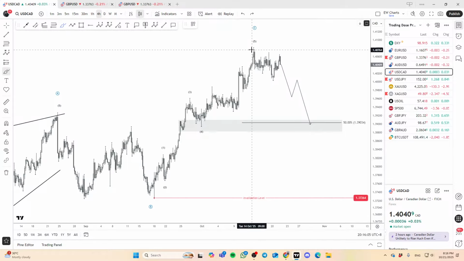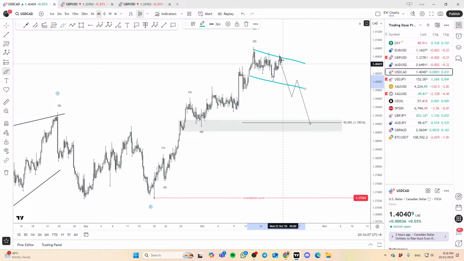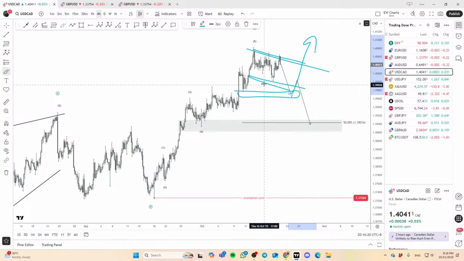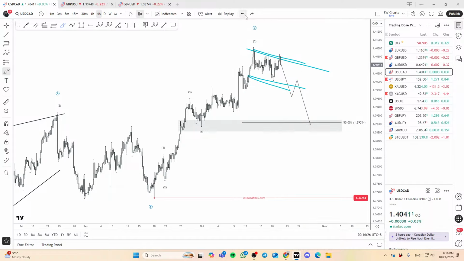Okay, now if this pullback is just going to be corrective like that, without that impulsive break towards the low, right? I wouldn't be looking to sell, to be honest. If this is just going to be very, very corrective, then this zone here might be an area to look for the buy instead.